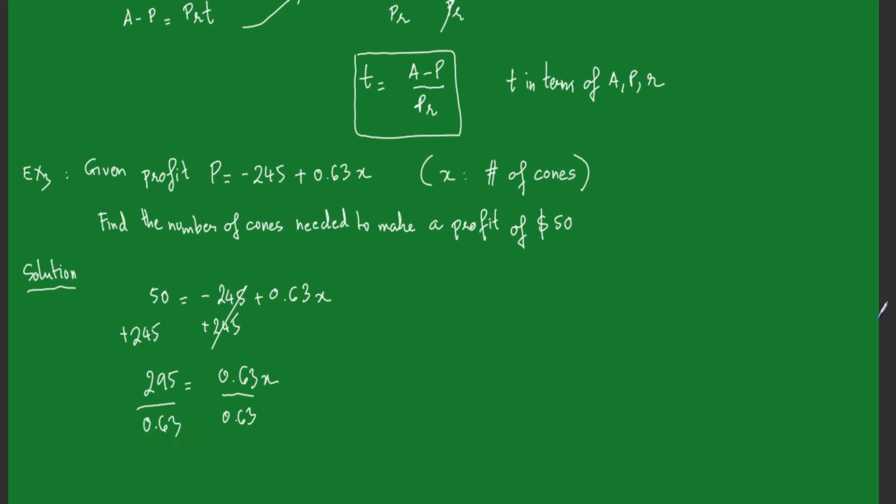You divide because this is multiplication, invisible multiplication. Okay, so then your answer will be what? x equal to, okay, so 295 divided by 0.63, then your answer will be 468 cones. Okay, here you go. That's it.